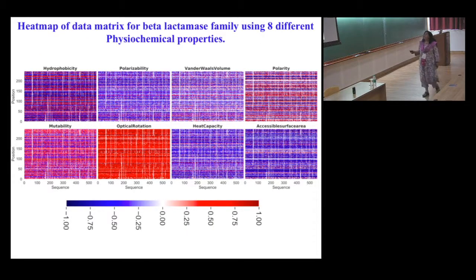This is the heat map of this data matrix, and the numbers have been scaled between 1 and -1. So these are the properties, 8 properties. So we have this data matrix.